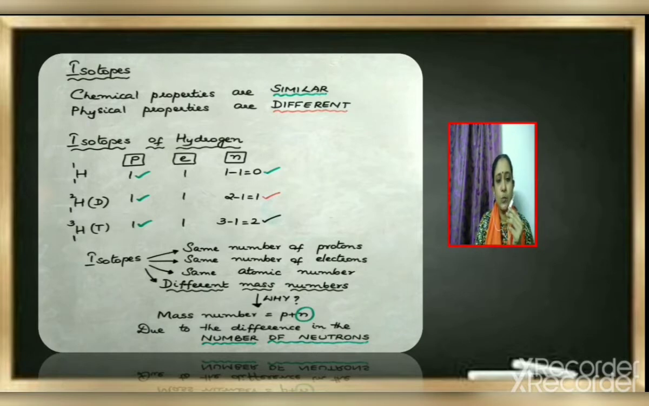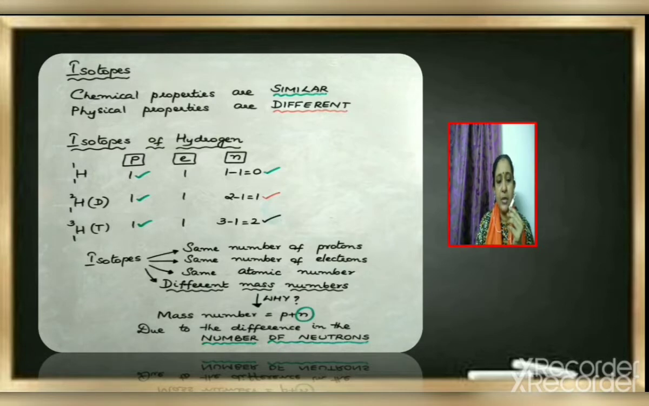Now consider the isotopes of hydrogen, protium, deuterium and tritium. That is H 1 1, H 1 2 and H 1 3. Let us try to calculate the number of protons, electrons and neutrons present in these three isotopes of hydrogen. Consider protium H 1 1. Since atomic number is equal to 1, number of protons will be equal to 1 and number of electrons will also be equal to 1. Now how can we get the number of neutrons? Mass number minus atomic number will give the number of neutrons. So in the case of protium, number of neutrons is equal to 1 minus 1, which is equal to 0. So hydrogen atom has no neutrons.